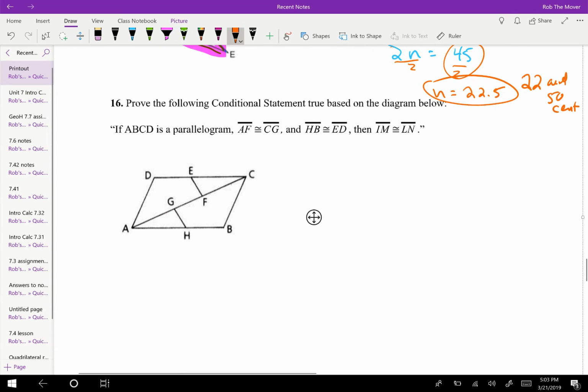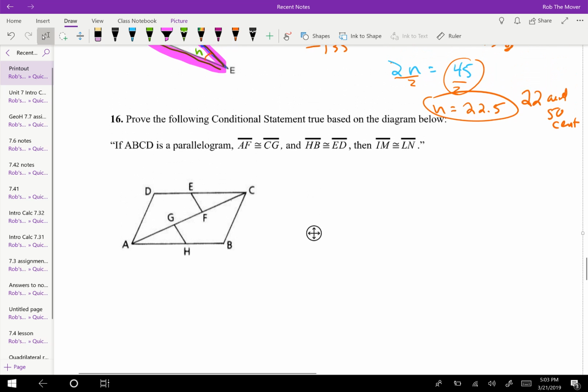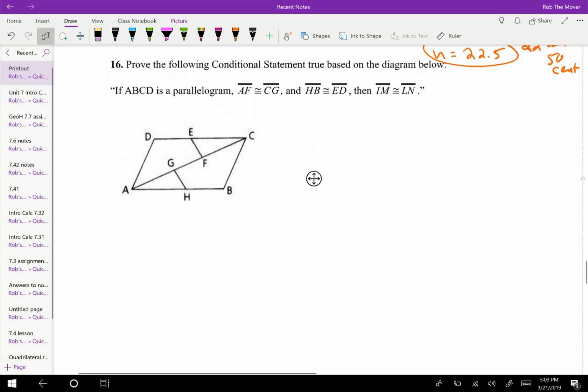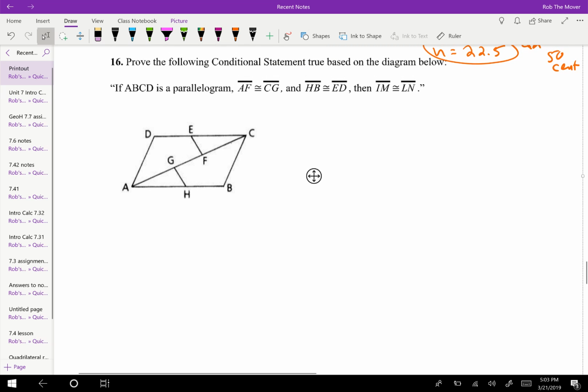Okay, lots of requests for number 16. I knew that this would be giving some headaches as you guys are working through this. I know you sometimes struggle on the proofs, right? So let's talk about some general things you need to think about with the parallelogram and proofs.